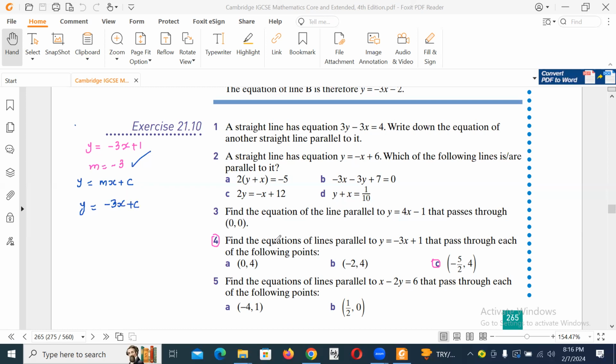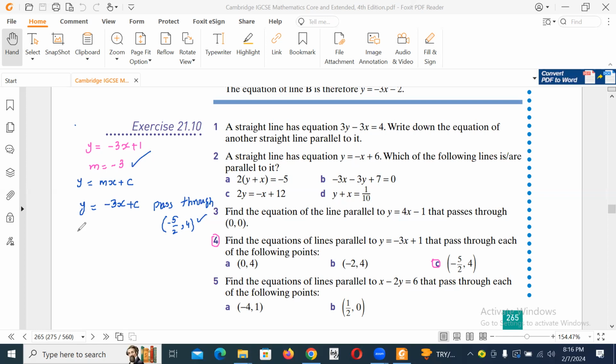the equation of the line will be y equals minus 3x plus c. But they say find an equation of a line parallel to this that passes through this point. You can check a and b, but I'm checking c. Minus 5/2 comma 4. So by applying these 2 points, you can figure out the value of c. Here the first value of the ordered pair represents x, and the second value represents y.